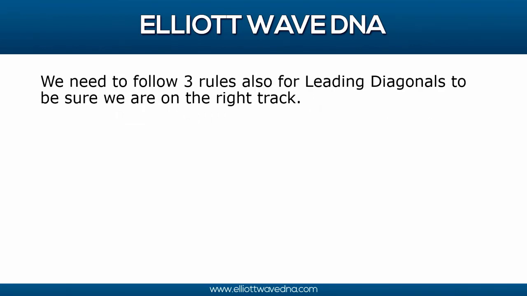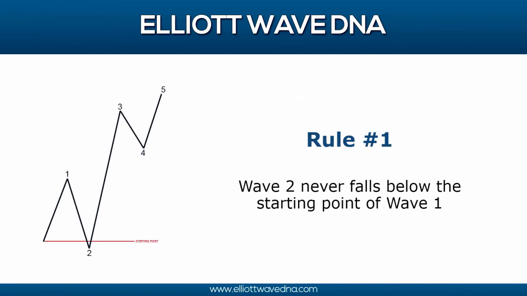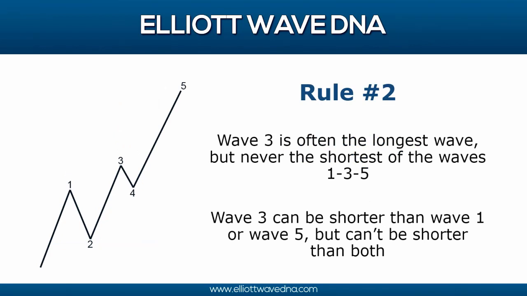We need to follow 3 rules also for leading diagonals to be sure we are on the right track. Rule number 1: wave 2 never falls below the starting point of wave 1, the same as we have in impulsive and extended waves. The second rule is also the same: wave 3 is often the longest wave, but never the shortest of waves 1, 3, and 5. Wave 3 can be shorter than wave 1 or wave 5, but can't be shorter than both.